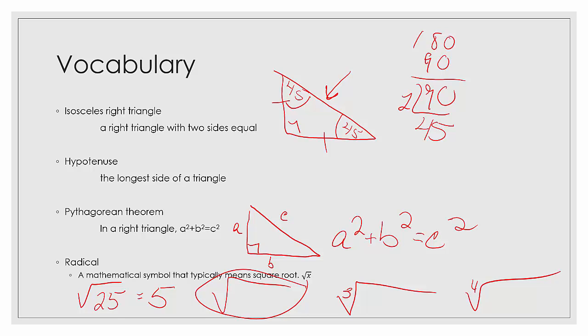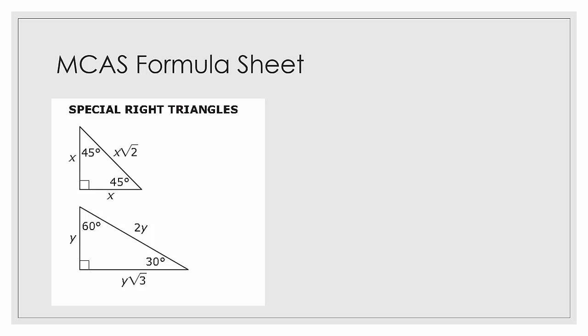All right? So on the MCAS formula sheet, you are given the formulas for special right triangles. You are given the 45, 45, 90. We call this the 45, 45, 90. And we call this the 60, 30, 90. Because the angle measures are either 60, 30, 90 or 45, 45, 90.